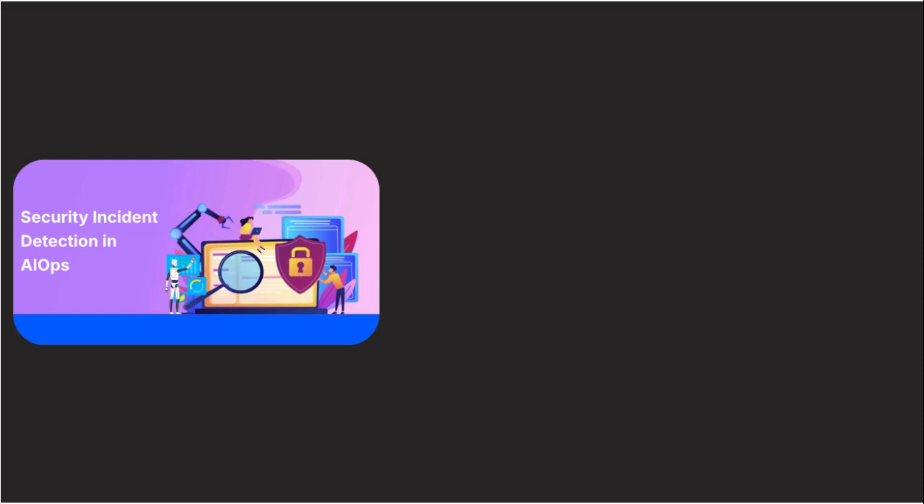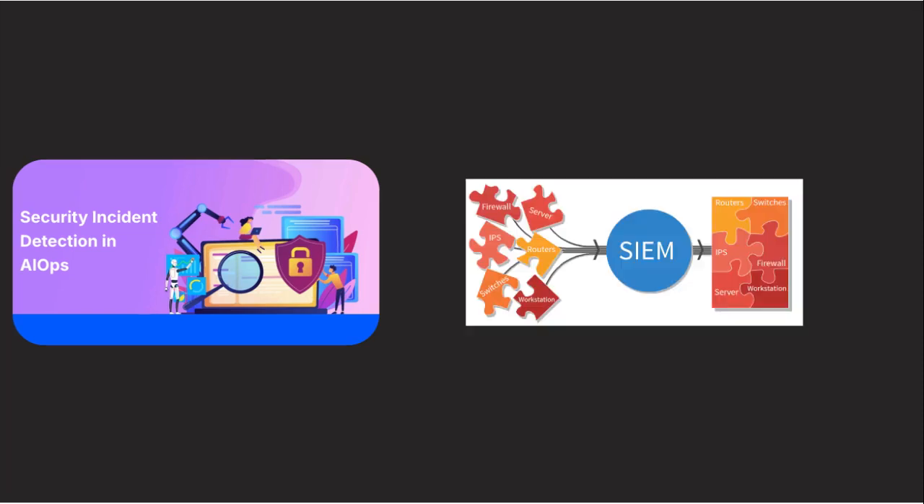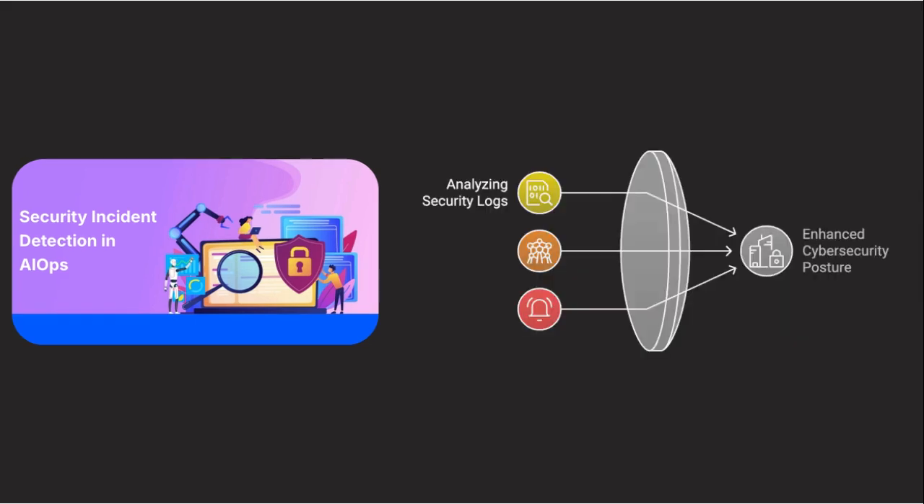Security is a top priority for any IT organization, and AIOps enhances security through security information and event management SIEM integration. AIOps helps by analyzing security logs to detect potential threats in real time, correlating security events to identify patterns of cyber attacks, triggering automated alerts and responses to prevent breaches before they escalate. This integration strengthens an organization's cybersecurity posture and reduces the time it takes to respond to threats.